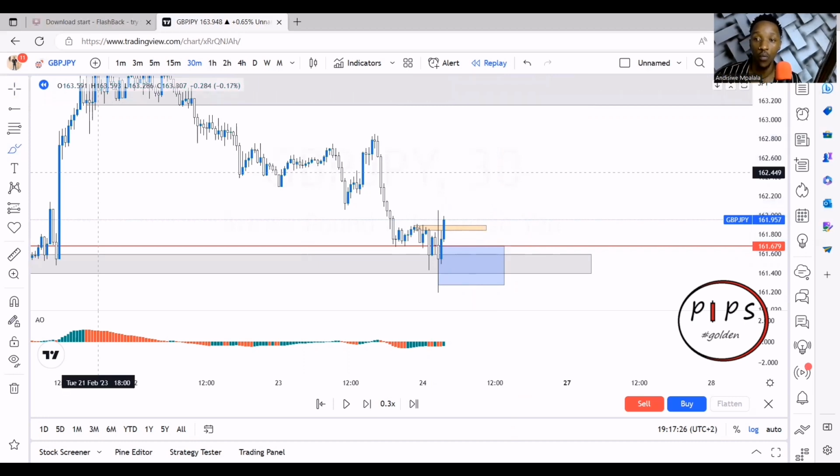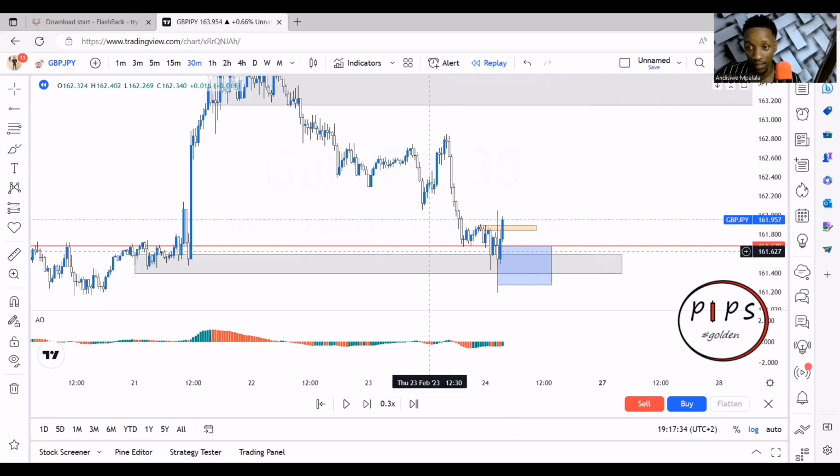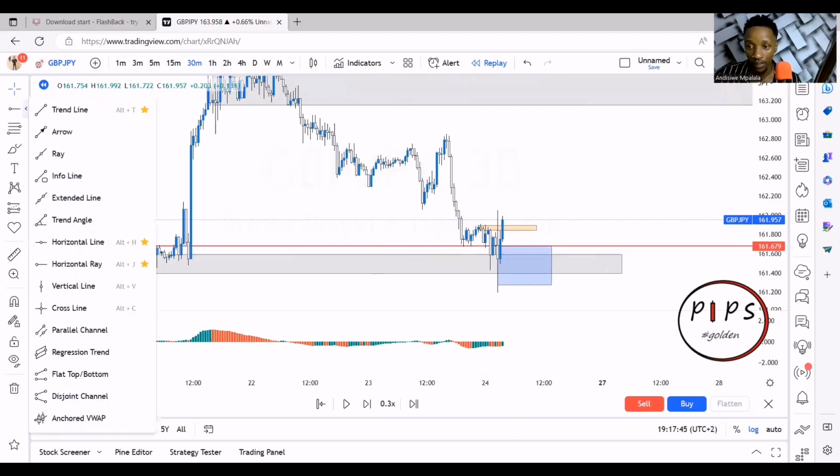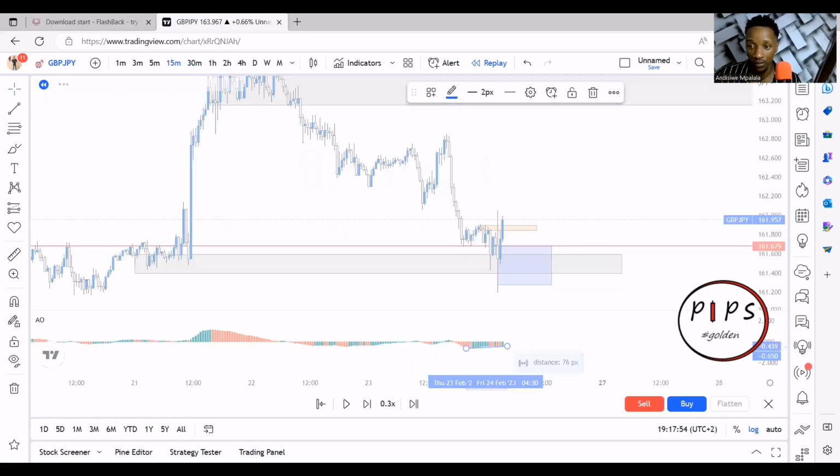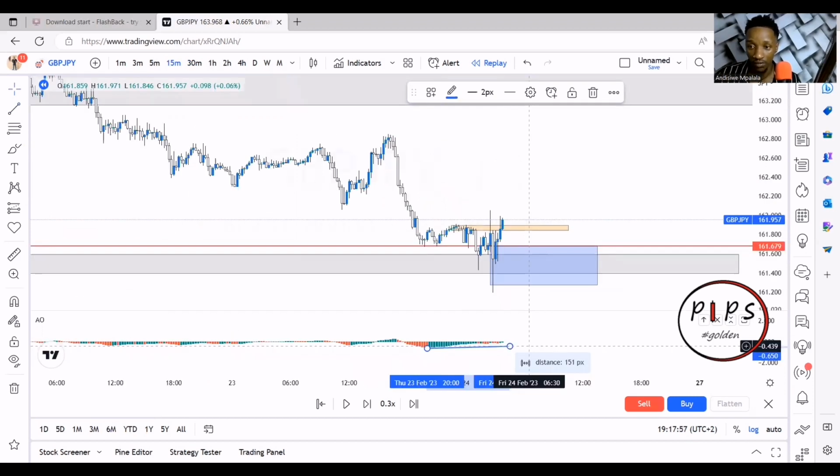But normally, when price makes this pattern at a support area where there's a demand area, and price gets there and rejects, another thing we are looking for is this divergence right here. It's clearer on the 15-minute time frame. If we go to the 15-minute time frame, you're going to see that divergence.